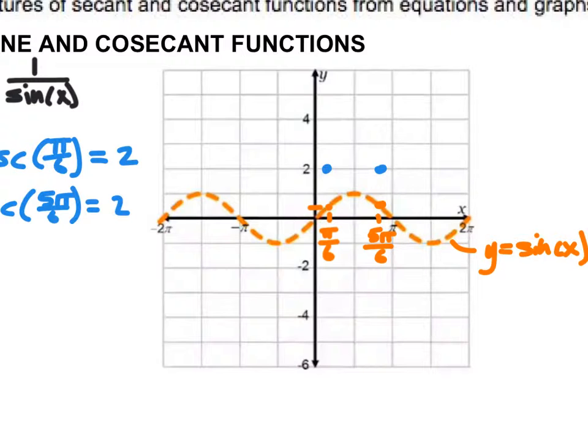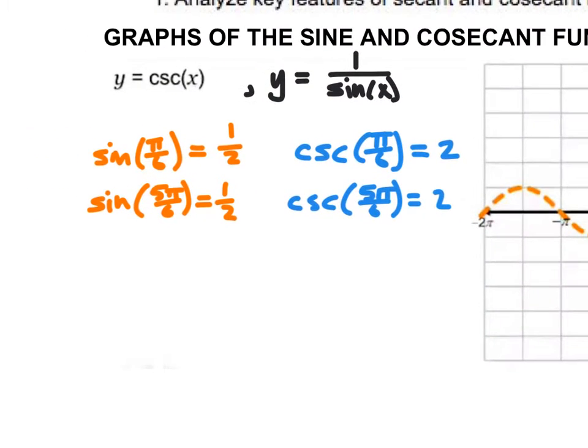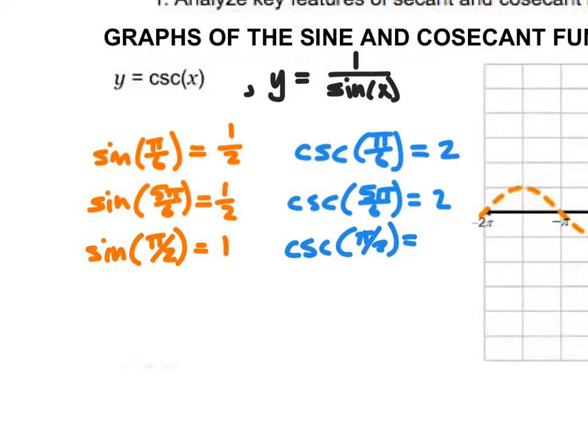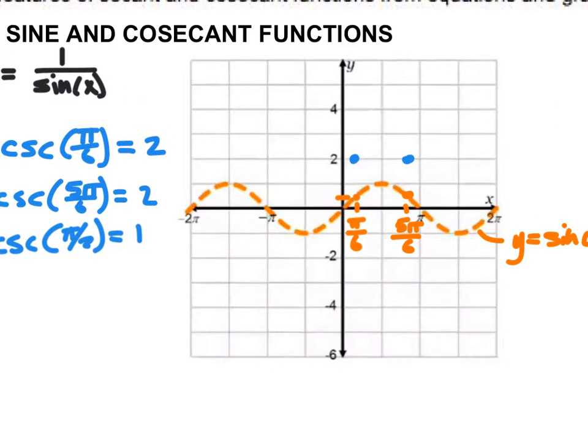Now, the next point I want to look at is sine of pi over 2, and that's going to give me a value of positive 1. If I find the reciprocal of that and do cosecant of pi over 2, that's also going to give me a value of 1. So I have these points here, pi over 2 is at 1, and the reciprocal function is also going to be there as well. So we have those values there.